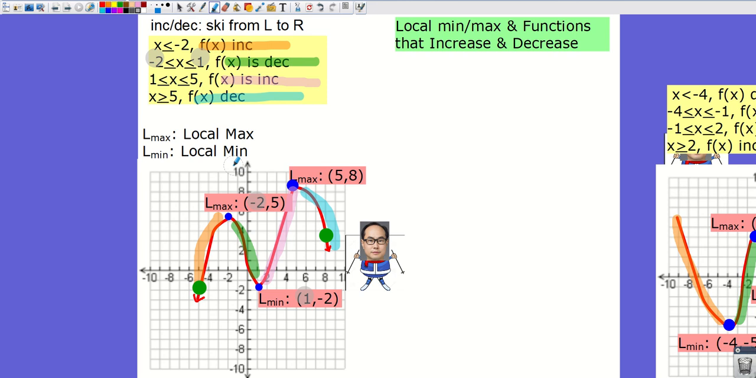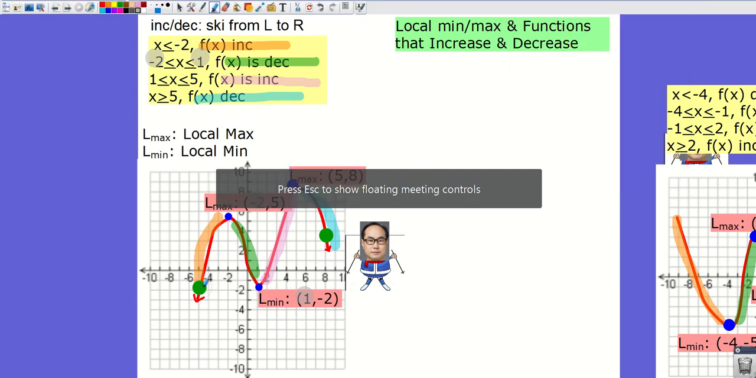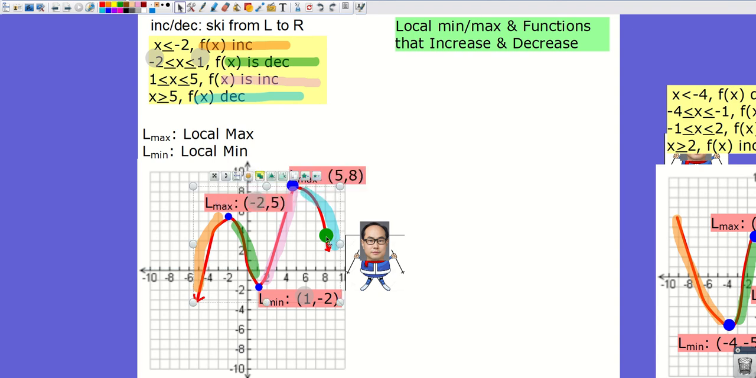Now, same with the pink. The pink hits two endpoints. Let me delete this green dot. The pink hits two endpoints of +1 and +5. And that's why you got +1, +5.